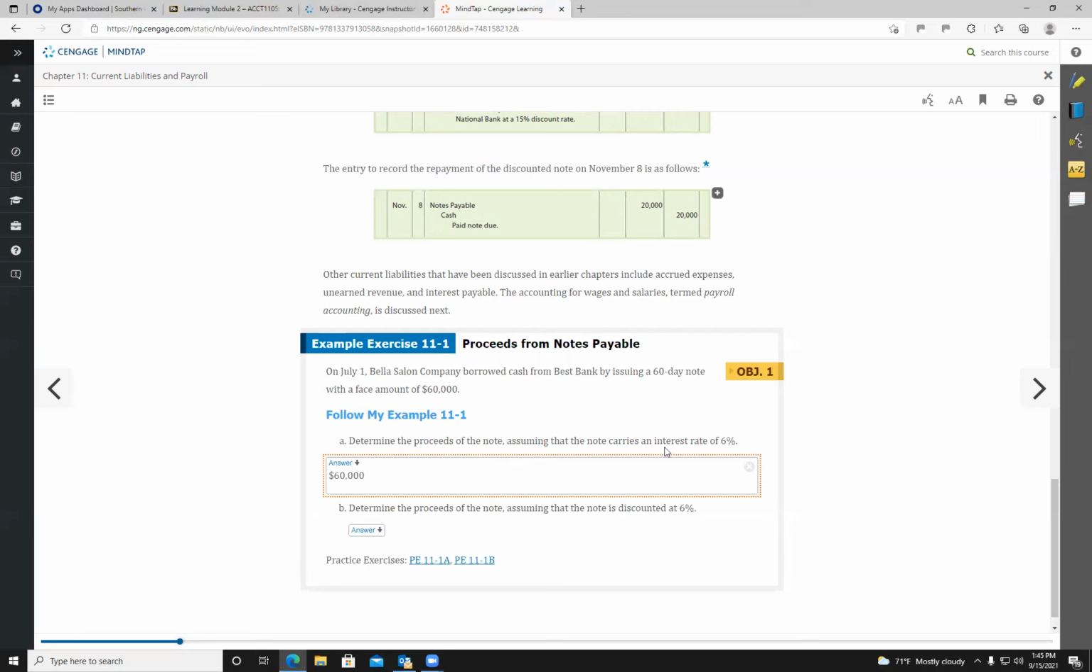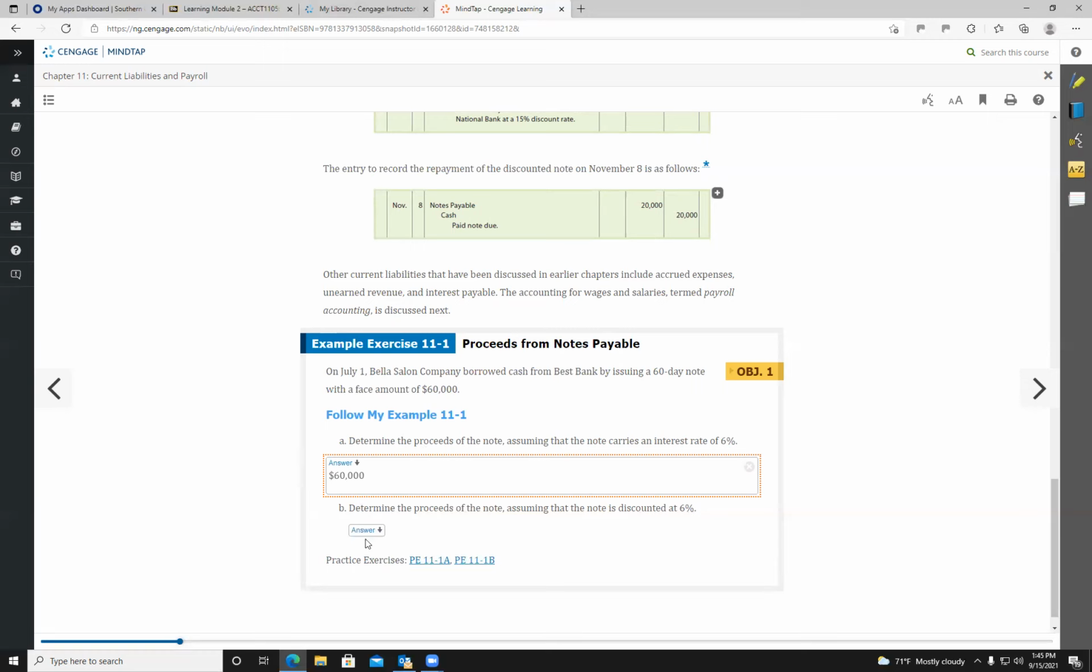All right. So proceeds would be the face value of the note. Okay. That's what the proceeds are. So it doesn't matter what the interest rate is. The proceeds of the note is always going to be the face value of the note.